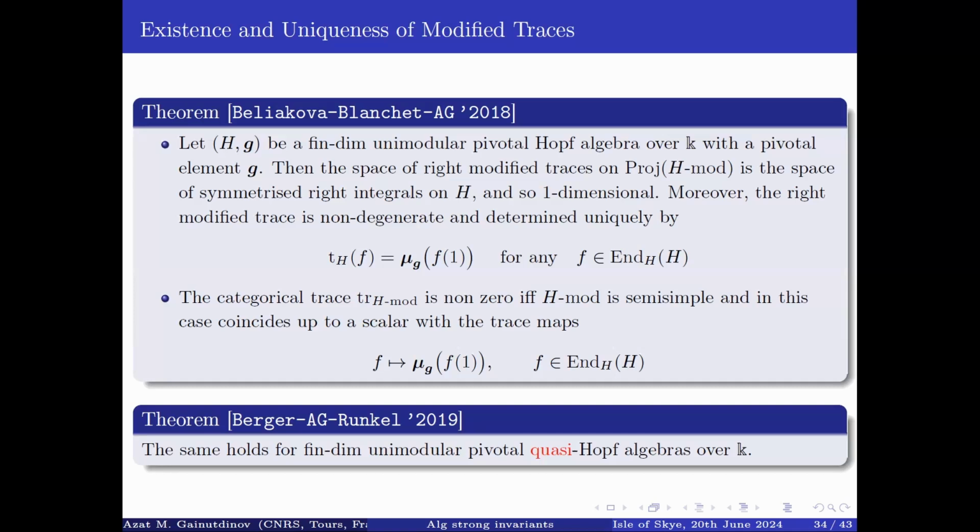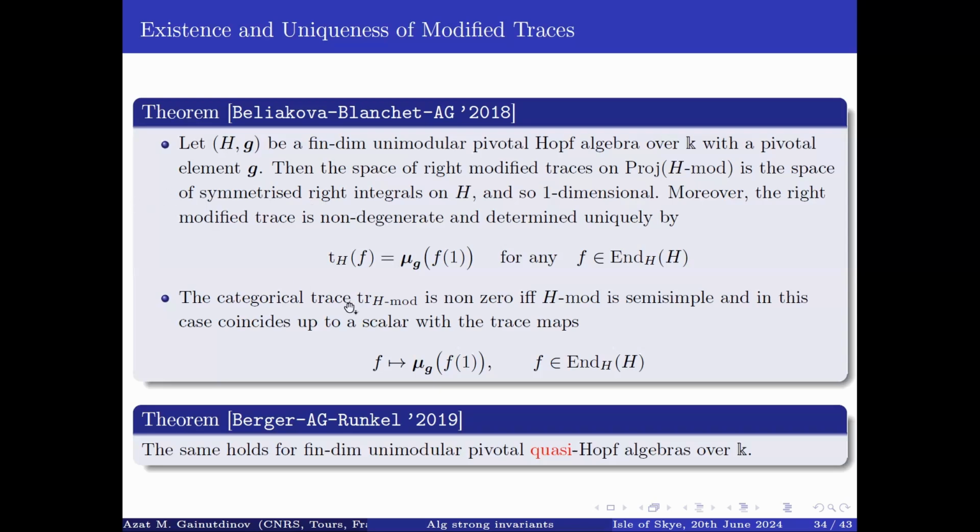These are recent results on modified traces, but we need to compute them. A way to compute them is very easy to demonstrate in the Hopf algebra case. Back in 2018, with Beliakova and Blanchet, we proved a theorem which gives an explicit formula for such a trace on the projective ideal. I assume my Hopf algebra is unimodular and pivotal. Then we proved that the space of right modified traces on the projective ideal of H-mod is the space of symmetrized, you can ignore it for the moment, right integrals on H. So it's one-dimensional.